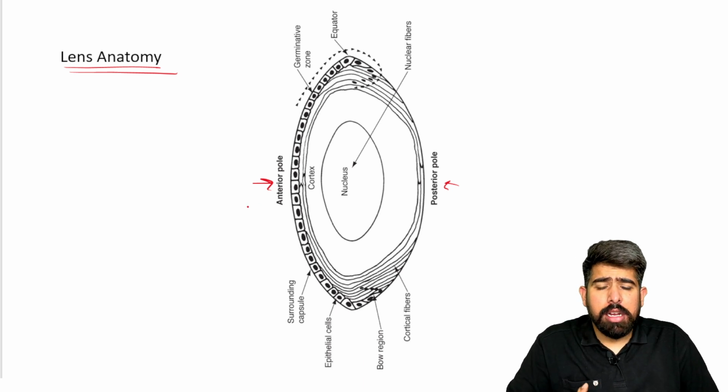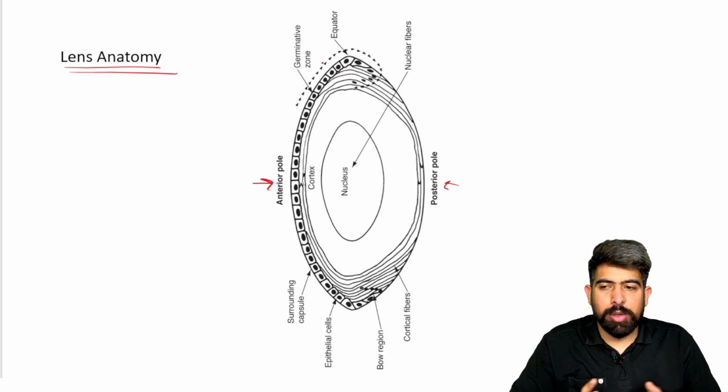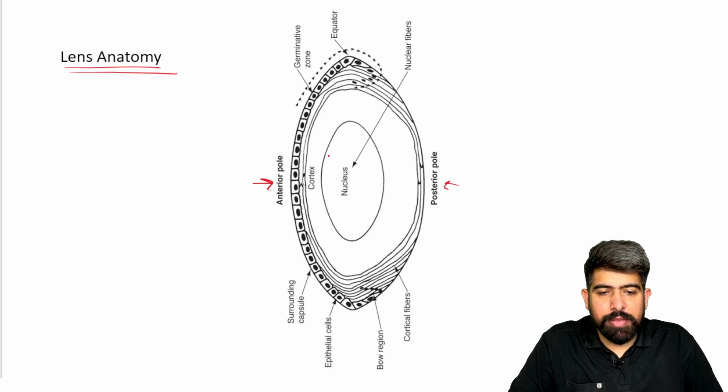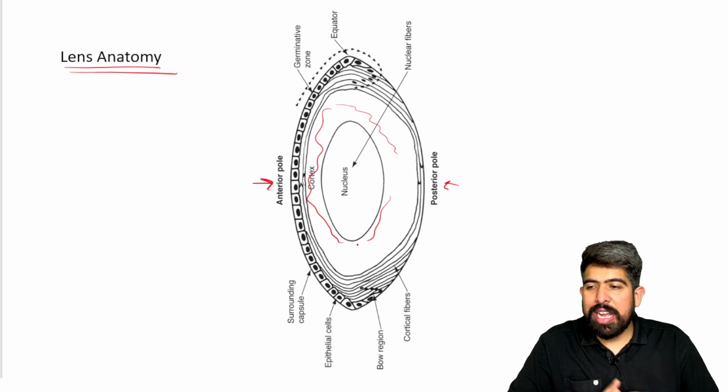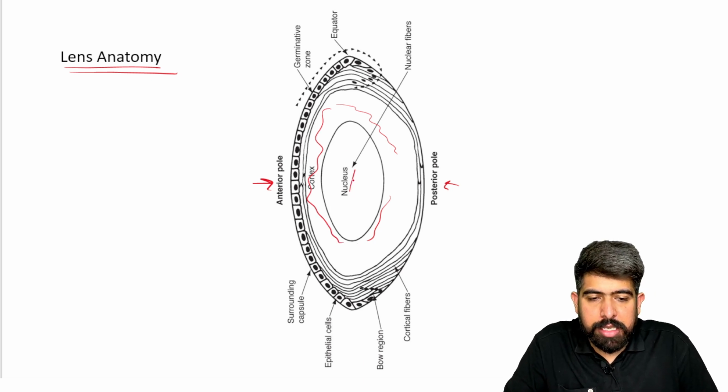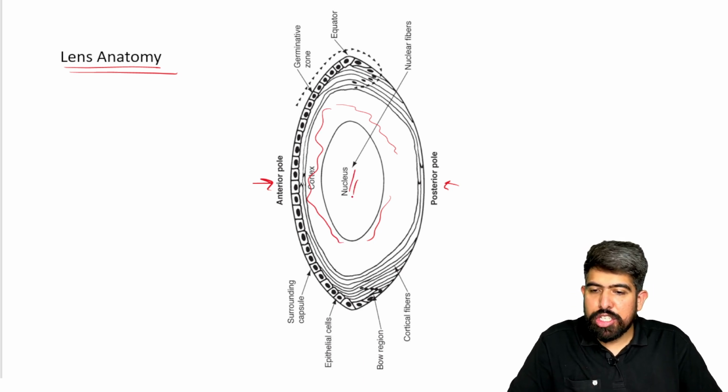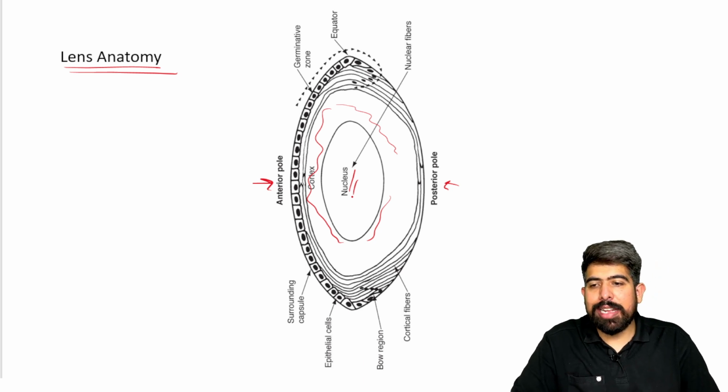Anteriorly we have the epithelium, posteriorly no epithelium will be there, right? Also, the outermost covering is the capsule. After the capsule, if I go inside, there is the cortex, which is the periphery, and the nucleus, which is situated in the center, right? So this is about the lens anatomy.